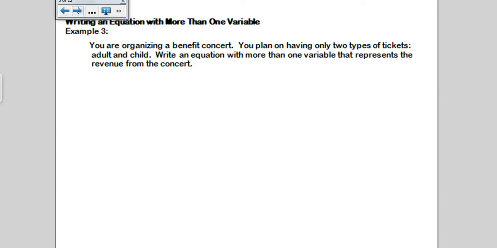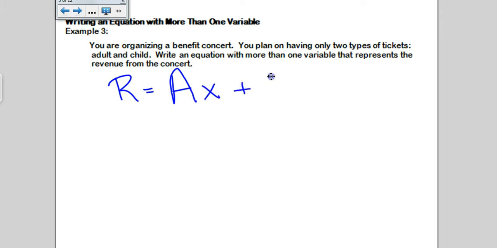You're organizing a benefit concert and you plan on having 2 types of tickets, adult and children's tickets. Write an equation with more than one variable that represents the revenue from the concert. So let's think about this. Revenue means how much money you're going to bring in. So I'm going to say the revenue is going to have to equal, let's say the adult tickets. Now I actually need 2 variables here because not only do I have to think about how much an adult ticket costs, but I also have to think about how many adult tickets I'm going to sell. So I'm going to say AX.